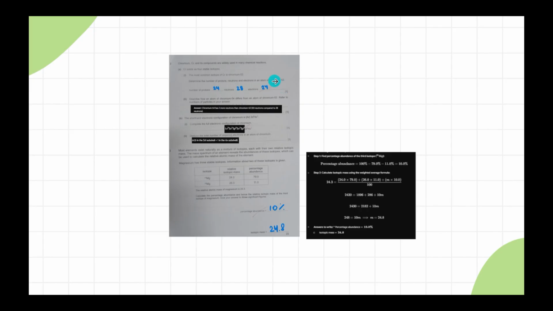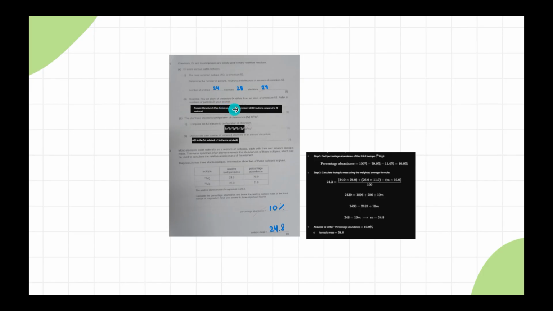Next, chromium, or Cr, and its compounds are widely used in many chemical reactions. Cr exists as four stable isotopes. The most common isotope of Cr is chromium-52. Determine the number of protons, neutrons and electrons in an atom of chromium-52. The number of protons is 24, the number of neutrons is 28, and the number of electrons is 24.